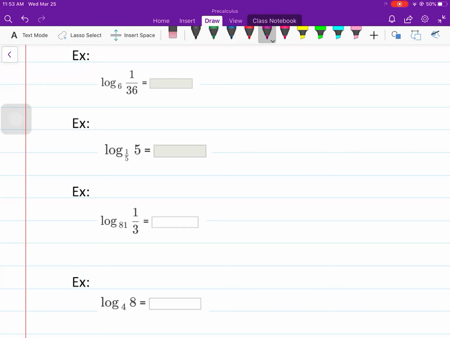Now we're getting to some more exciting problems. What we're going to do here is figure out 6 to what power is 1 over 36. Now we know that 6 to the second power is 36. The problem is, how do we get it to the bottom? Well, think about it. Wouldn't 6 to the negative 2 bring us down to the bottom as 6 squared, and then that would be 1 over 36? So here we actually have a negative exponent. That's how we get the value onto the bottom.